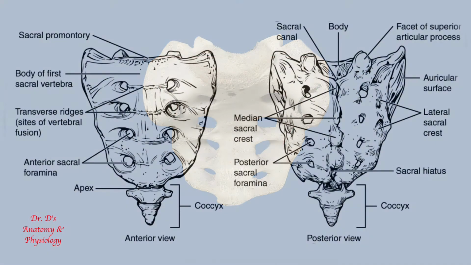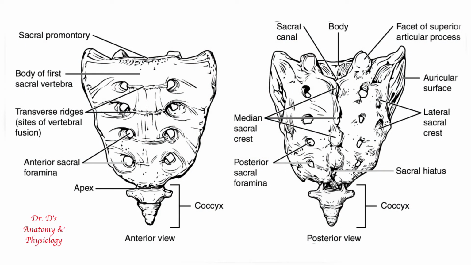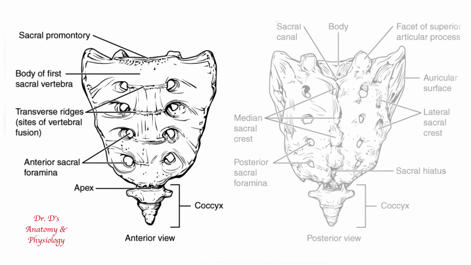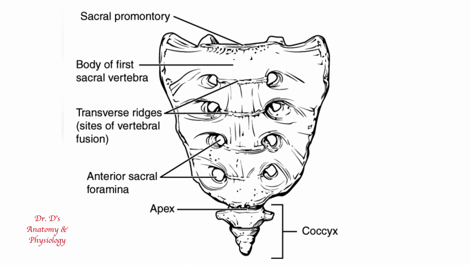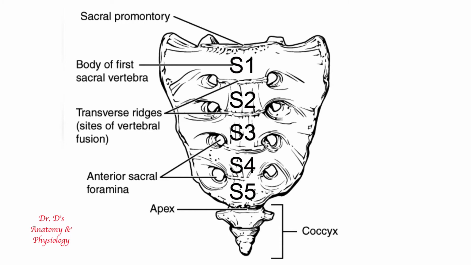Now let's look at this very nice illustration of the sacrum from both the anterior and posterior views. If we look at the anterior view, we can clearly see a key feature of this bone, which is that it consists of the fusion of 5 vertebrae, numbered S1 to S5.